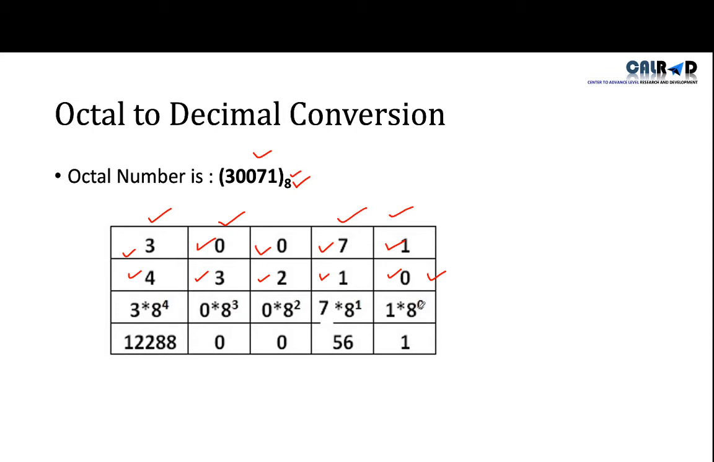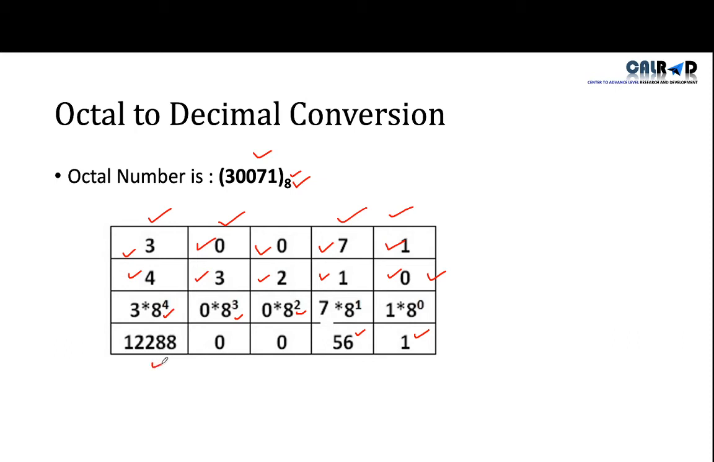So what is 8 to the power 0? 1. 1 into 1 is 1. 8 to the power 1, that is 8. So 8 times 7 is 56. Here it will be 0, and it will also be 0 because of multiplying with 0. So here 8 to the power 4 multiplied by 3, that is 12288.